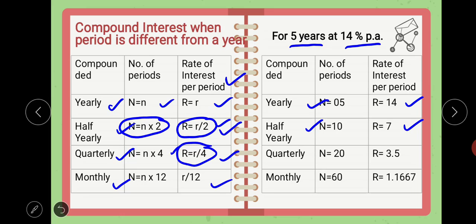For compound interest compounded quarterly, the value of N will be 5 multiplied by 4, so it will be 20, and the rate of interest, 14 divided by 4, will be 3.5. So we have to take this value and calculate the compound interest and amount, compounded quarterly. When it is compounded monthly, the value of N is equal to 60 for 5 years and the rate of interest is 1.1667 for 14% per annum. By using this value, we can calculate the compound interest.